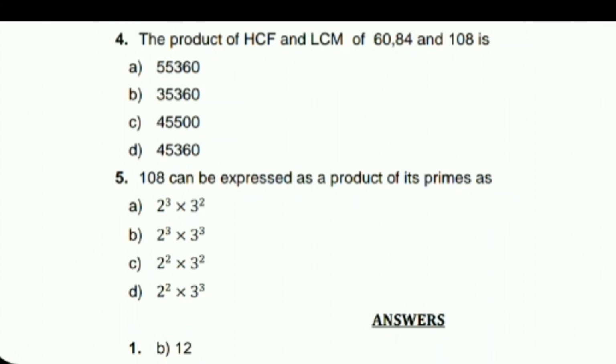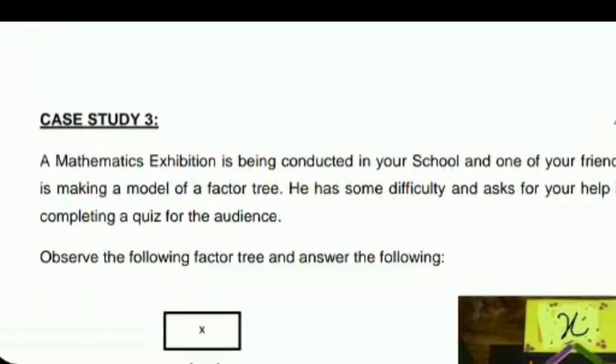Now, 108 can be expressed as a product of its primes as follows. In this also you just need to do the prime factorization, and you know 108 is 12 into 9. So 12 can be expressed as 2 to the power 2, which is 4, into 3, and over here 9 means 3 square. So 2 to the power 2 into 3 to the power 3. So option B.